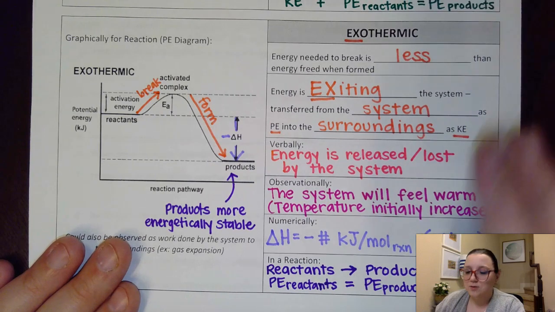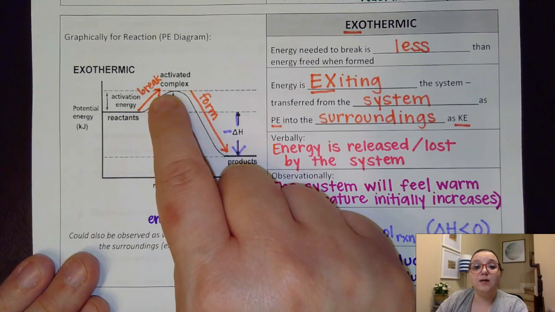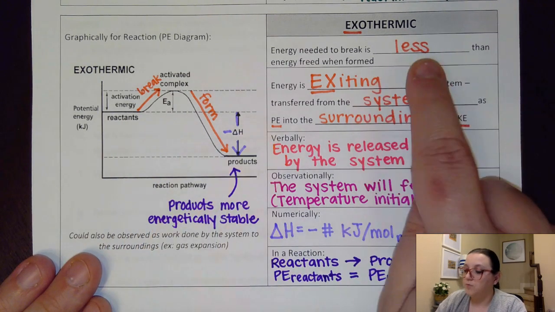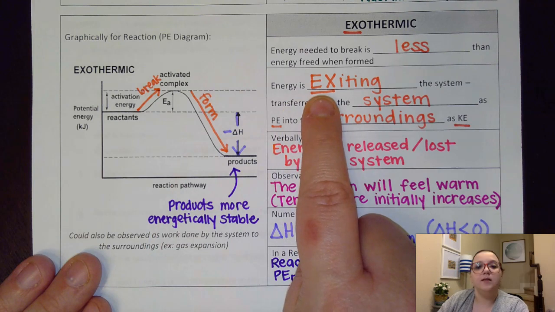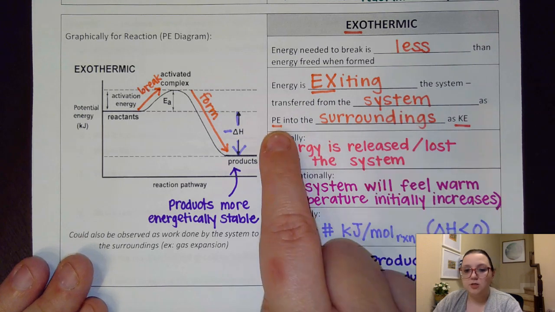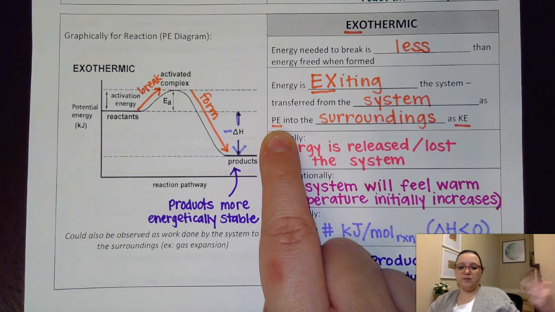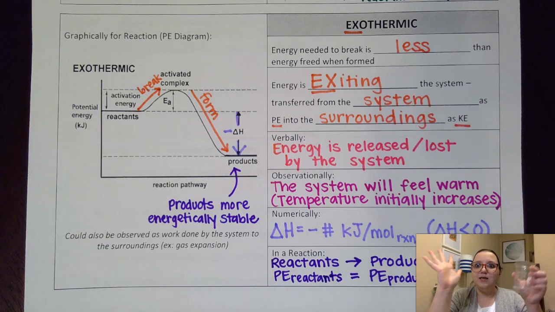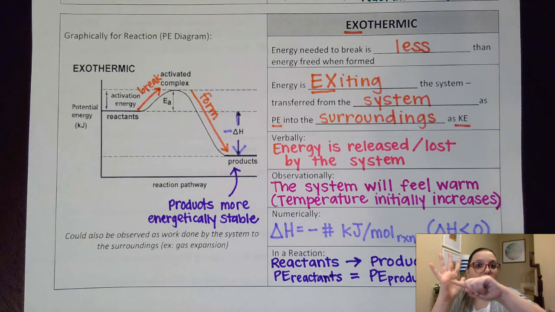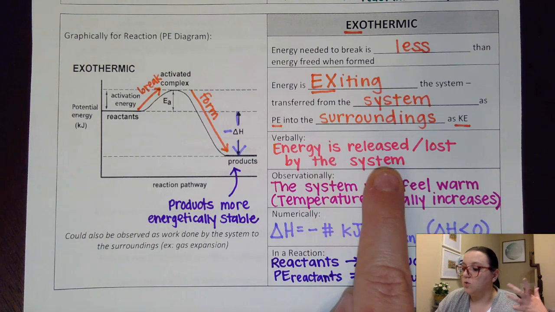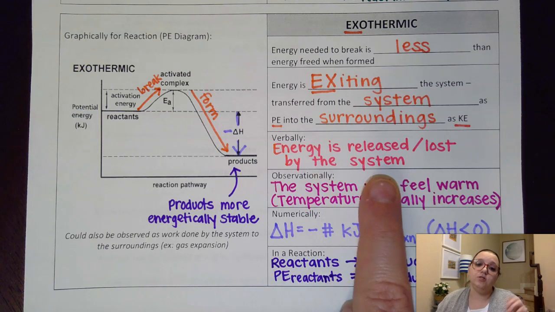Now, obviously, exothermic is almost exactly opposite. For exothermic, the energy it takes to break is a lot less than the energy released when I reform my bonds. And so therefore, overall energy is exiting the system. We are transferring from the system as potential energy, releasing it to the surroundings as kinetic energy. So as that kinetic energy leaves, it can go to the surroundings, say, to my hand, and my hand will end up feeling warm. We could say that that energy is released or lost by the system into the surroundings.